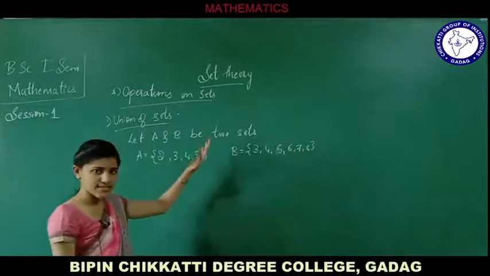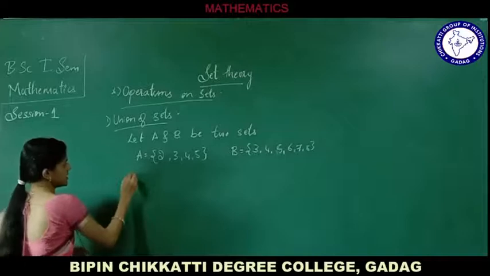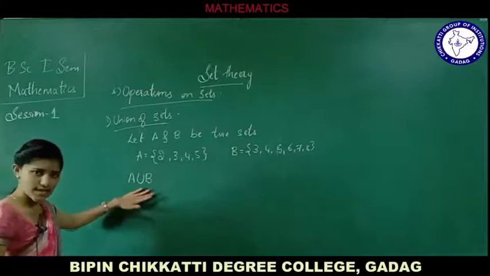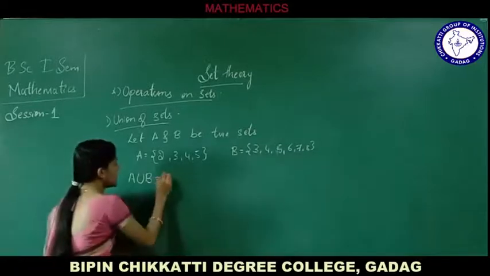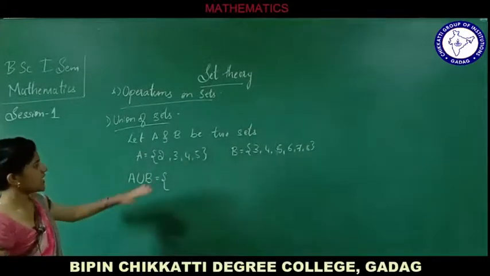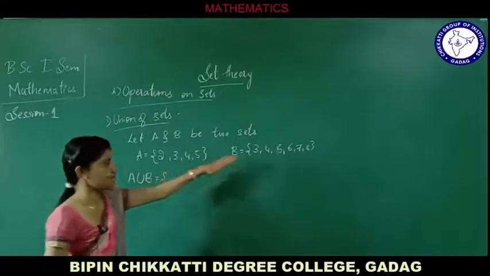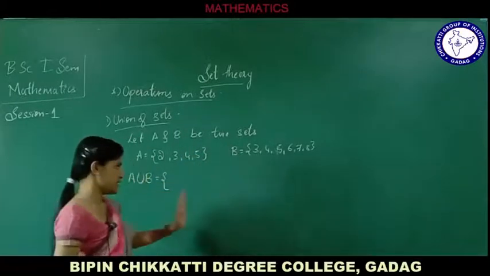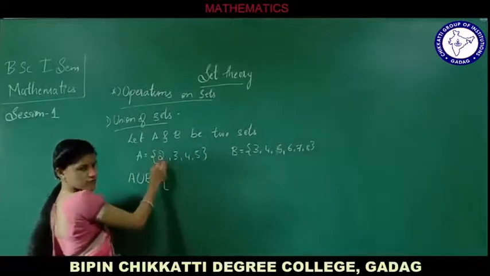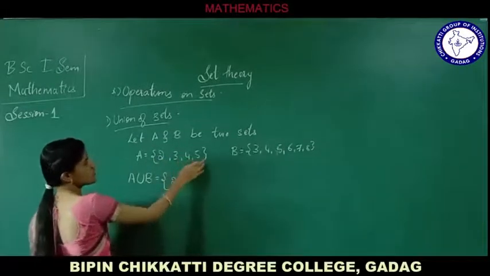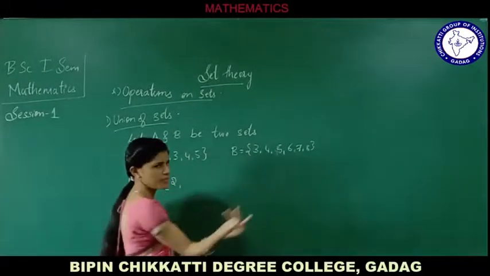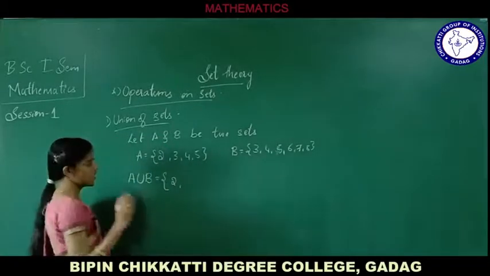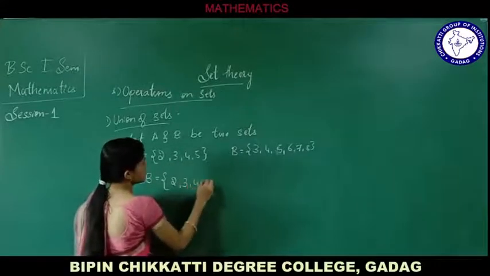Union of sets can be written as A union B. This is read as A union B and is defined as elements that can either belong to A or belong to B, or belong to both A and B. See, we have 2 here, 3, 4, 5, and 3, 4, 5 are repeated, so we should write them only one time, that is 3, 4, 5.